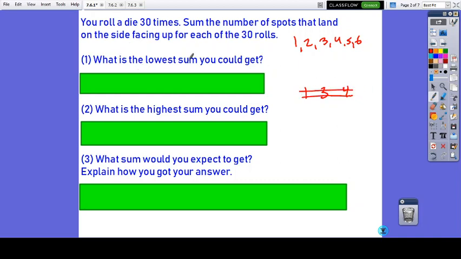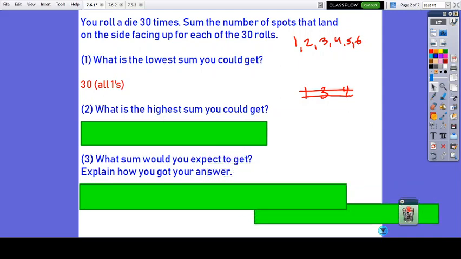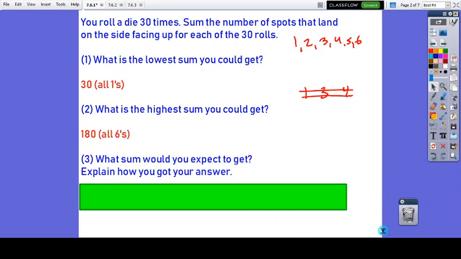So what's the lowest sum you could possibly get? Hopefully you've answered: get 1 every single time, 30 rolls, that's going to be 30, all ones. What's the highest sum you could possibly get? Getting 6 every roll times 30, we're going to get 180.